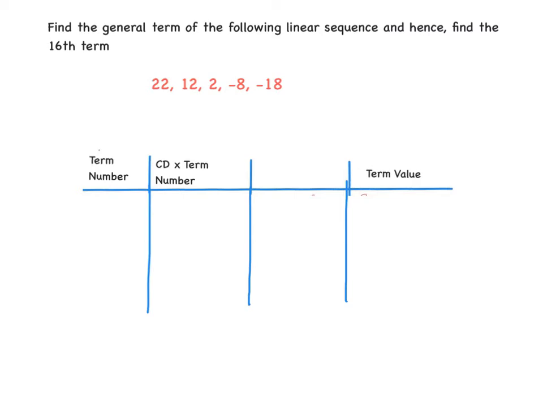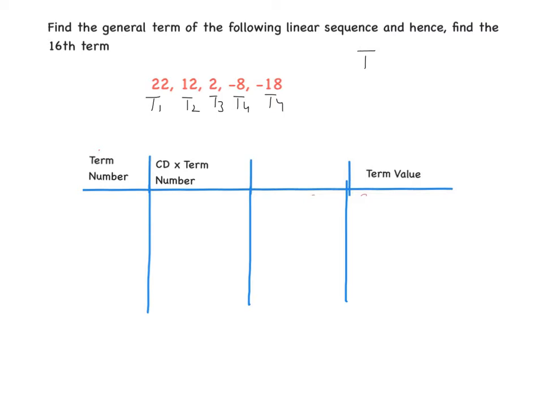So find the general term of the following linear sequence. And then find the 16th term, okay? So let's find the general term first, okay? We have 22, 12, 2, minus 8, and minus 18, okay? And this is term 1, this is term 2, term 3, term 4, and term 5, okay?